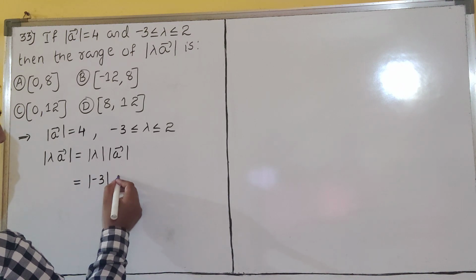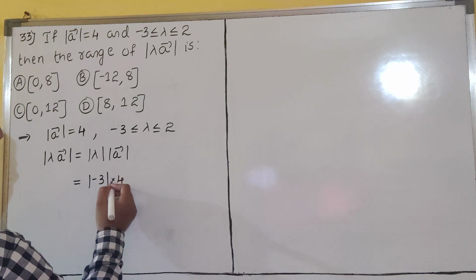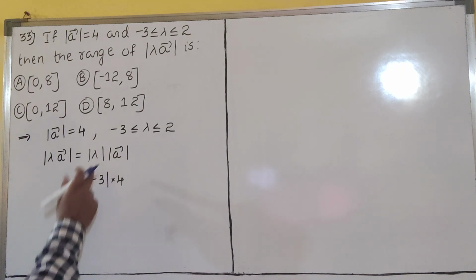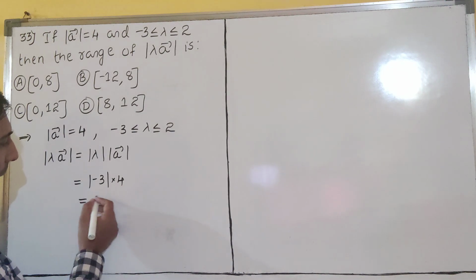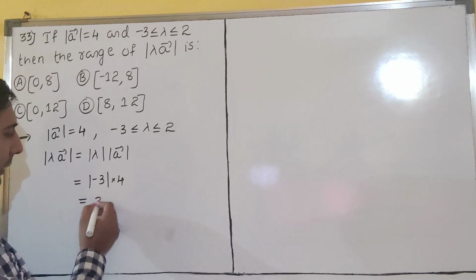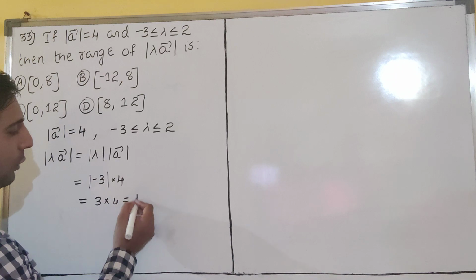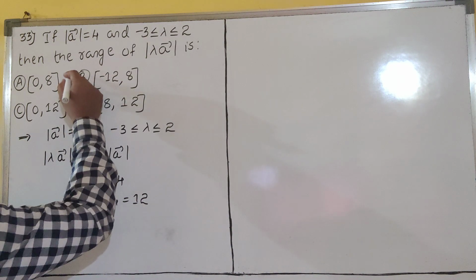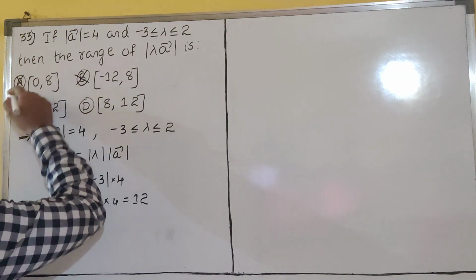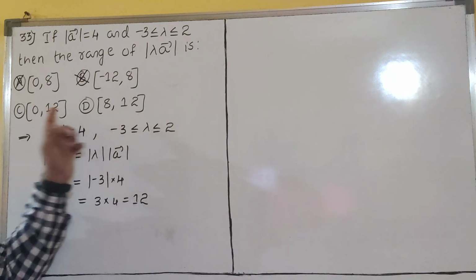So this is already 4, dear students. Magnitude of vector A is 4. So lambda value I am keeping as minus 3. Magnitude of minus 3 is 3 only. 3 4s are 12. Maximum value is 12, dear students. That means this option is not correct, this option is not correct. So it should be this or this.